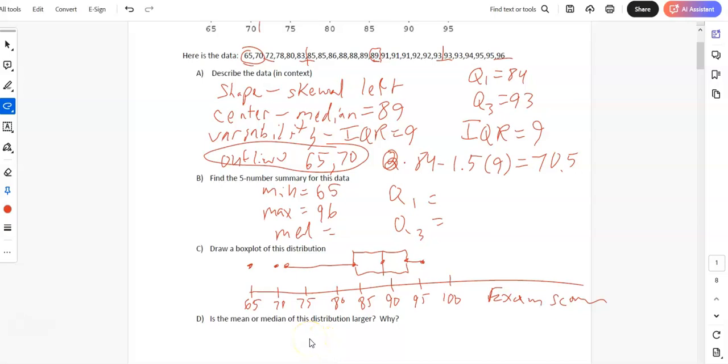because the next question is whether the mean or median of the distribution is larger. So which one's larger? The mean got pulled to the left, so the median is larger.